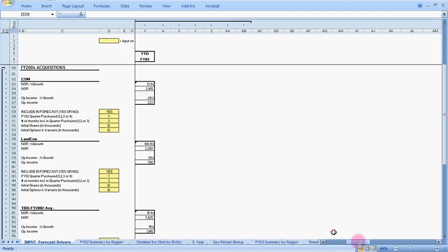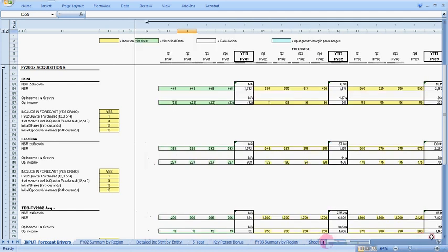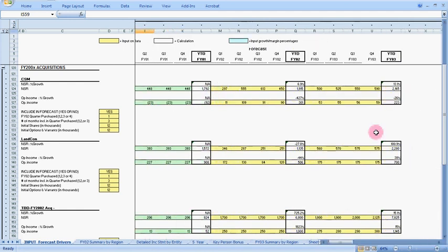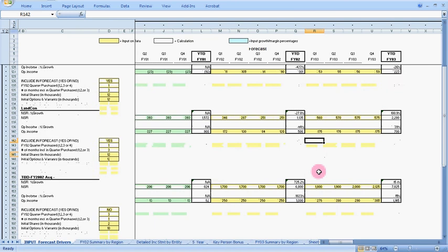And what I like to look at, I scrolled over too much, is the percentage growth in the second and third year that we were looking at in a forecast.